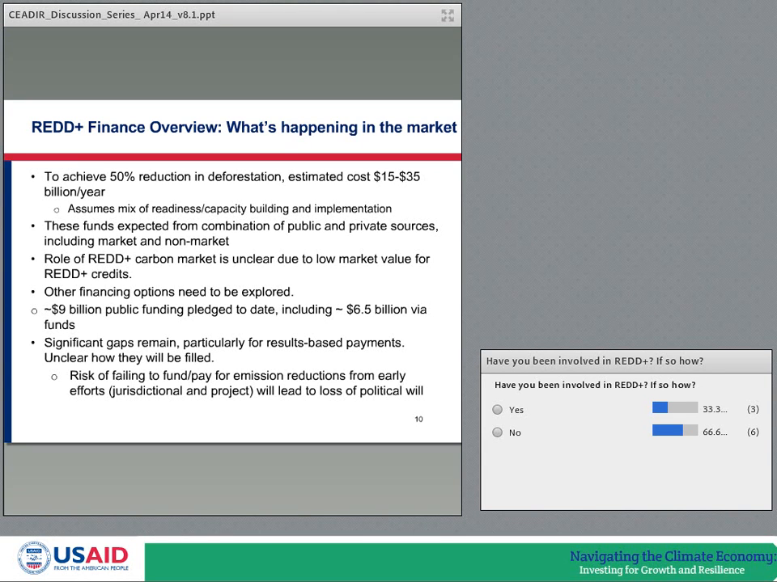There's a voluntary market, which is important, small, and growing at times. But there's the compliance markets, which haven't really developed at all for REDD. And I'll be getting into that in a little bit. So outside of the markets, there's a number of funds that have been set up to try and support REDD.